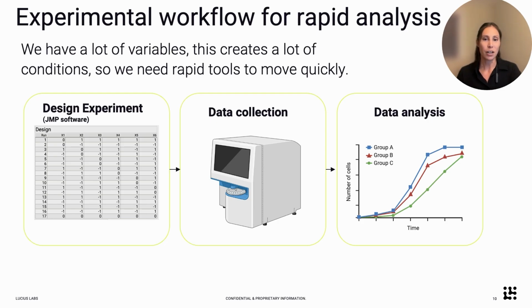We usually have a lot of variables, which creates a lot of conditions, so we need tools to move very quickly. Our typical workflow starts with design of experiment, so utilizing something like JMP to develop a DOE, and then move from this design experiment into data collection. We rely heavily on instruments like the FAST CDV that do automated data processing so that we're able to rapidly move to data analysis and analyze the data the day, as it's coming in.